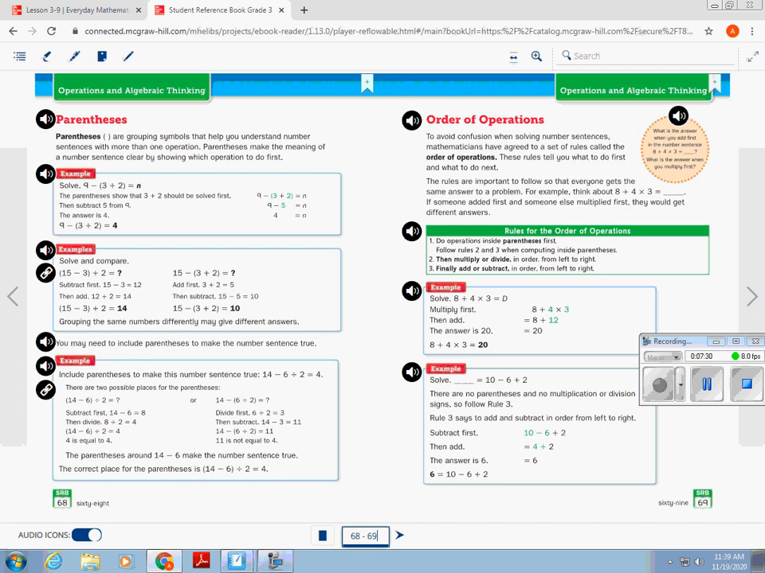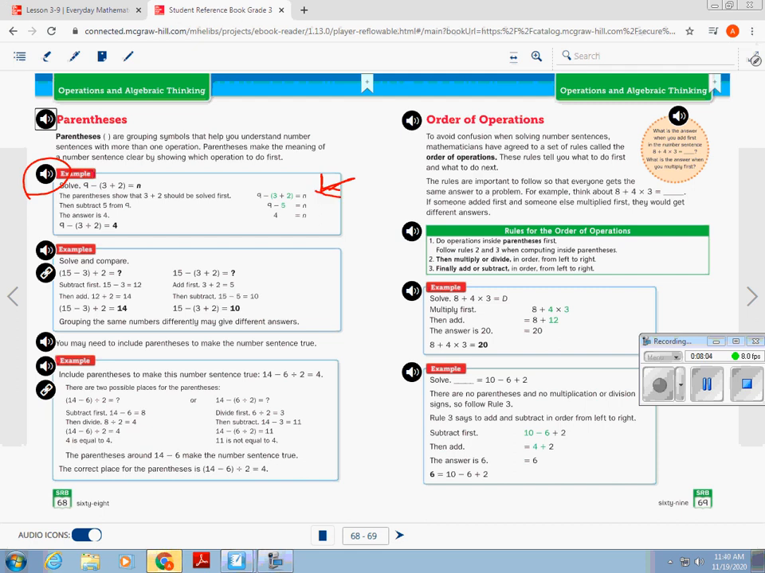And notice, remember, on all of where you see these icons that have the speakers, they will go ahead and read it for you. Parentheses, grouping symbols help you understand number sentences with more than one operation. Parentheses make the meaning of a number sentence clear by showing which operation to do first. So each one of those speakers, if you click them, will just read what is in each of these sections. So this speaker right here, if I were to click it, it's going to read this section for it.